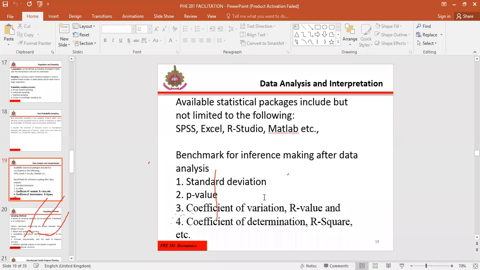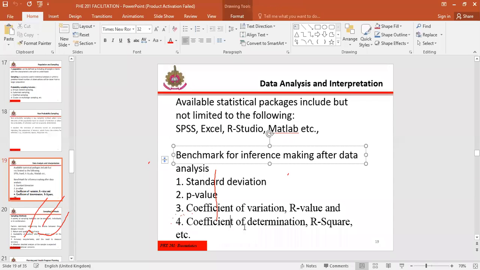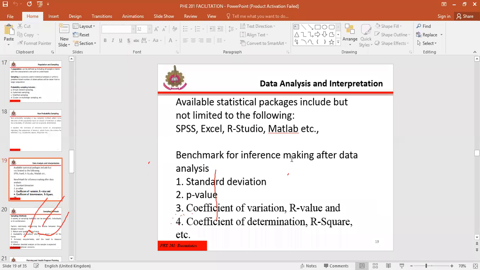So there are a number of them that you can definitely make use of to determine and to come up with inference. Inference is a kind of recommendations for your research.